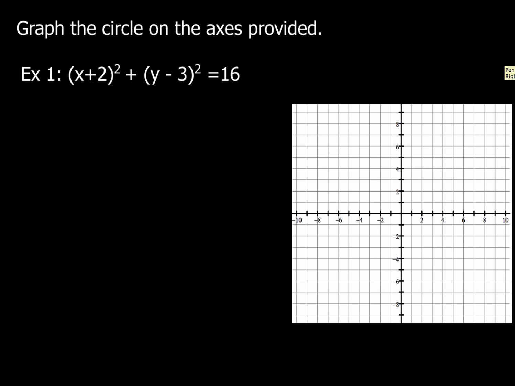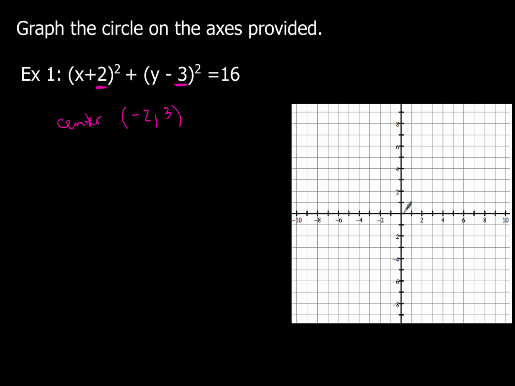Now let's take a look at our first example here. It says just graph the circle on the axes provided, and we're told that (x + 2) quantity squared plus (y - 3) squared equals 16. So what we are going to do is take a look at this coordinate right here and this one right here, because we're going to use that to come up with our center. So our center is going to be the coordinates -2 and +3. So those two pieces are going to give us our center.